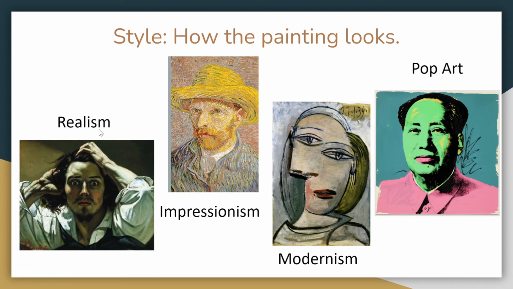We have realism, we have impressionism. This is Van Gogh, right? Van Gogh was impressionism. We have modernism. This is a Picasso painting, right? So modernism. And we have pop art. So let's take a look at these 4 and discuss them a little bit.